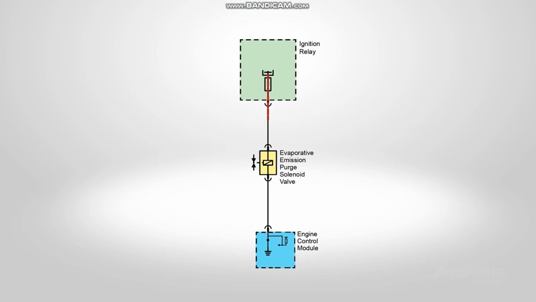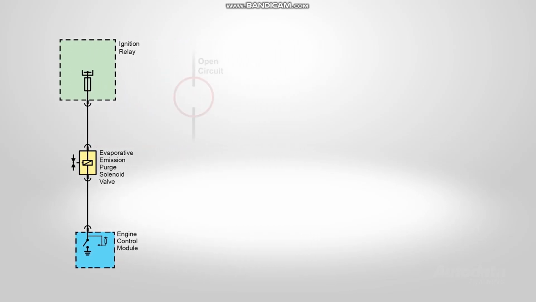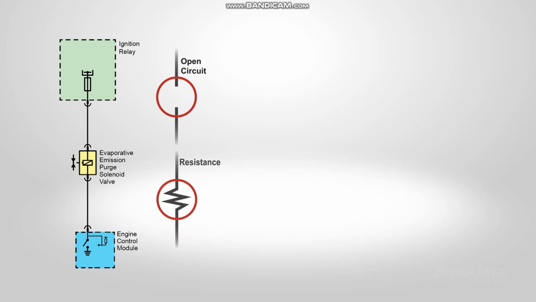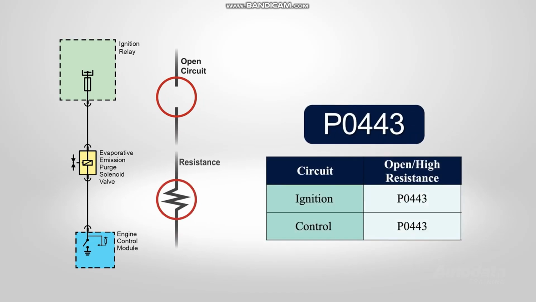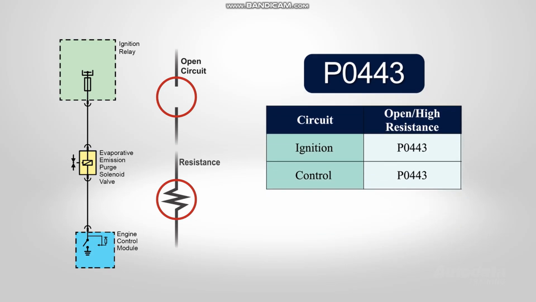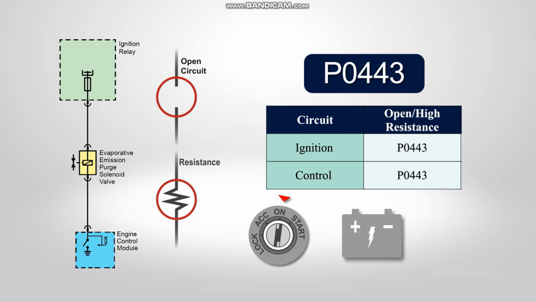Ignition voltage is supplied directly to the evap purge solenoid valve from the ignition relay. This relay may be monitored for shorts and opens by the ECM. An open or excess resistance in the evap circuit may cause DTC P0443 to be set by the ECM. The conditions for running the DTC are ignition on and battery greater than 11 volts.